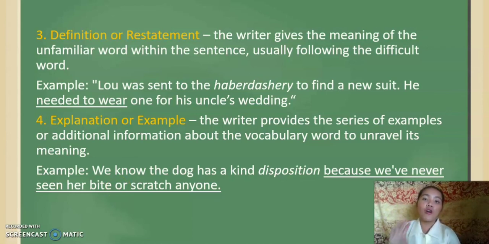And how about the four types of context clues? The first one, equivalent or synonym. The second one, opposite or antonym. Third is definition or restatement, and fourth, explanation or example. So remember those, class, for those will be our basis for the activity later at 2 p.m.